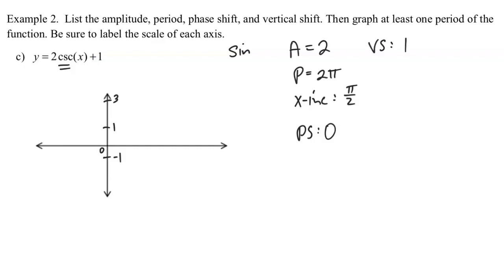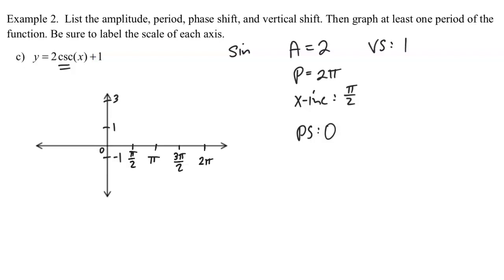Now, using the x increment to get to the next number, that would be pi over 2. Adding another pi over 2 would give me 2 pi over 2, which will reduce to pi. And then 3 pi over 2, and then finally 4 pi over 2, which again reduces to 2 pi.